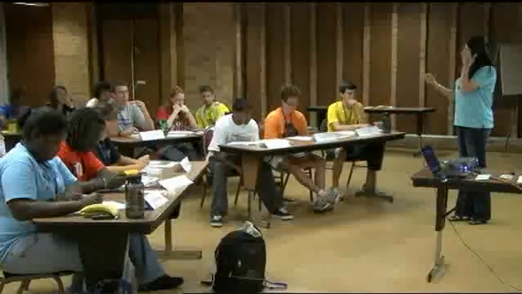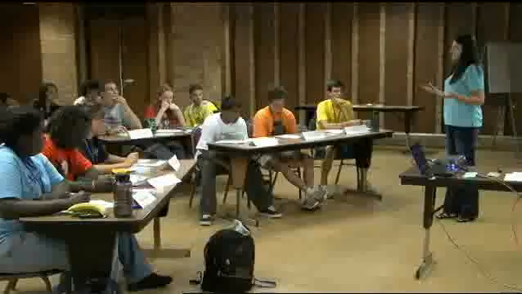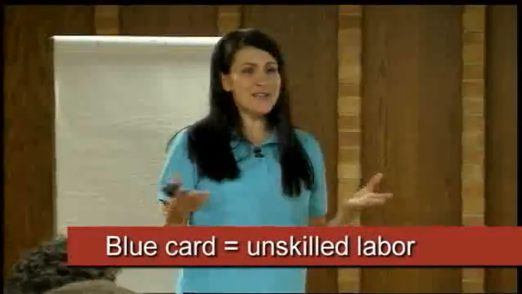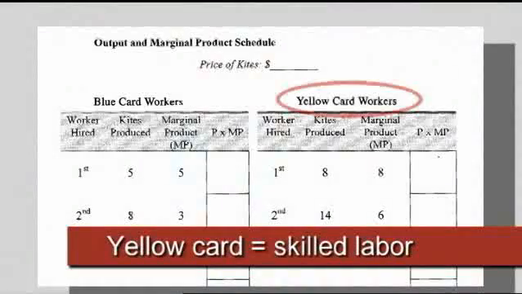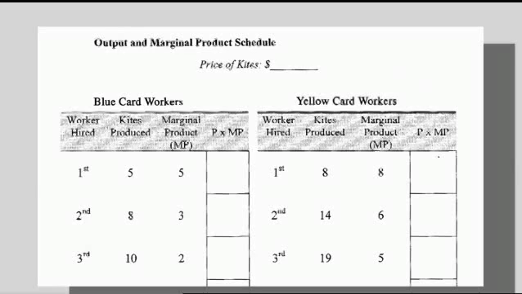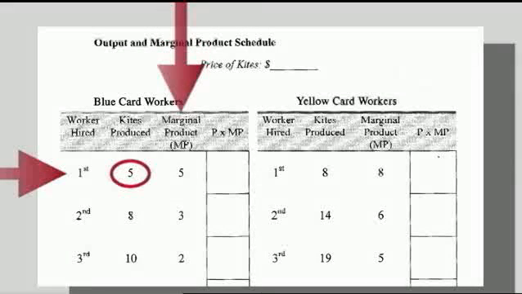Blue card workers, you all begin as blue card workers, and a blue card just signifies that you don't have any skills yet, okay? You're unskilled. You're entering the labor force unskilled, entry-level jobs that don't require much training. Later, you might have the opportunity to get some skills, and then you would become a yellow card worker, and I'll tell you how to do that in just a minute. And you can see that for an employer, when they hire the first blue card worker, their total number of kites made is 5. In economics, we use this word marginal, and it means additional.